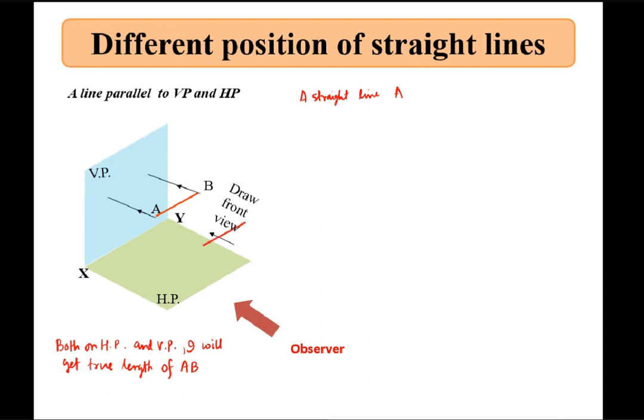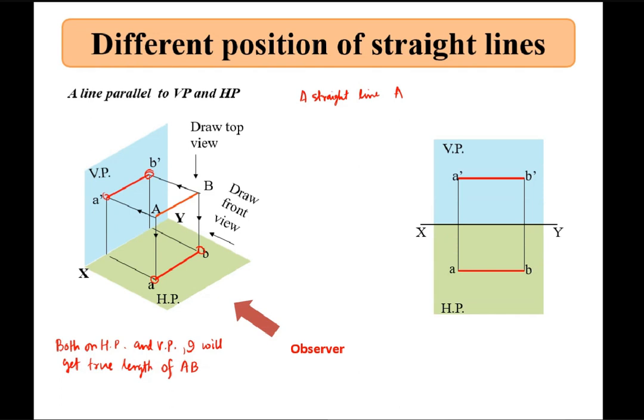Here I am drawing the front view. I'm drawing the top view like this, AB. And mind you, A dash and A, B dash and B will lie on the same straight line. A dash and A are projections of point A, and B dash and B are projections of point B. So B dash and B will lie on the same straight line, and A dash and A will lie on the same straight line. Finally, it will look something like this.